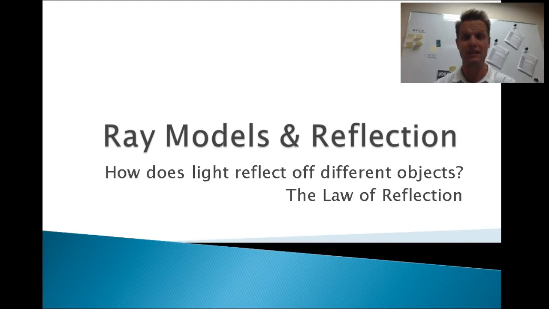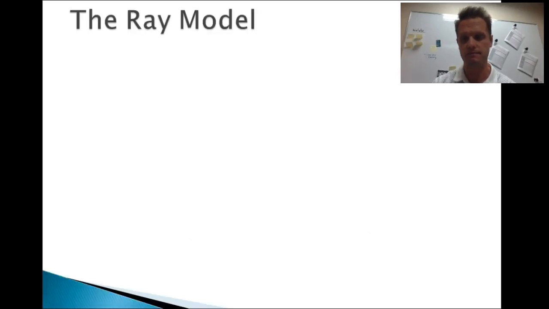Today what we're learning about is the ray model and reflection. Specifically, we're going to answer this question: how does light reflect off of different objects? Well, we know how color gets absorbed or subtracted, but now we're going to learn about how light reflects. Specifically, we're going to talk about a special law called the law of reflection.